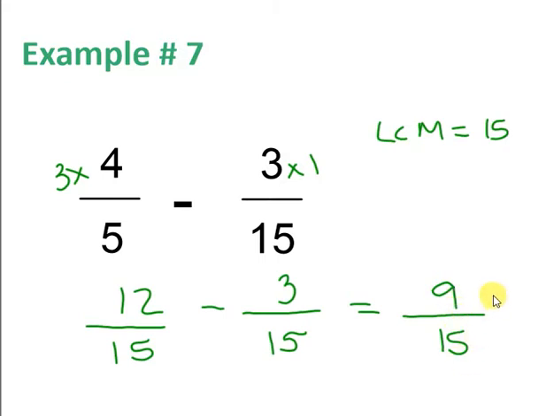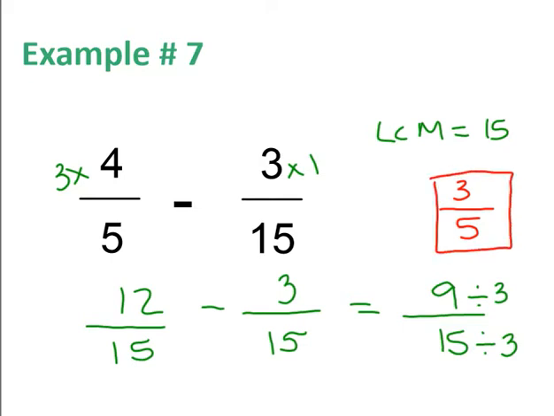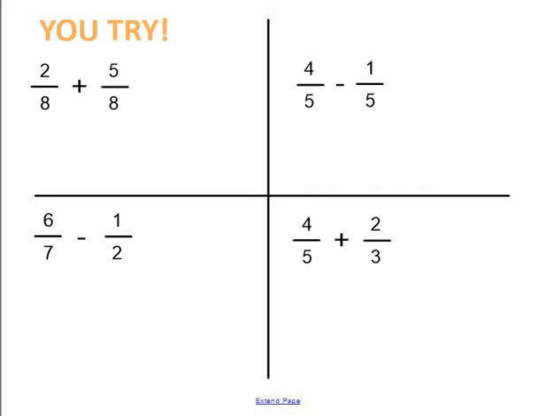Now I can simplify this because I can divide the top by 3 and the bottom by 3. So 9 divided by 3 is 3. 15 divided by 3 is 5. And that's as simplified as I can get. All right, you try these and then we will go over the answers.